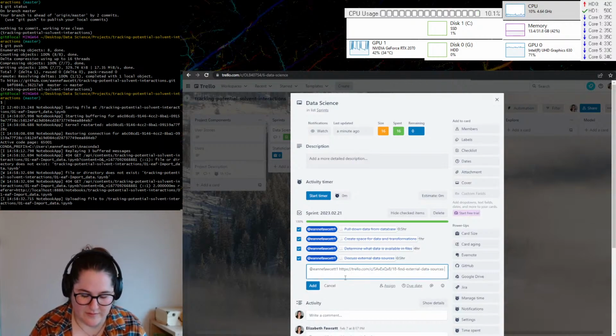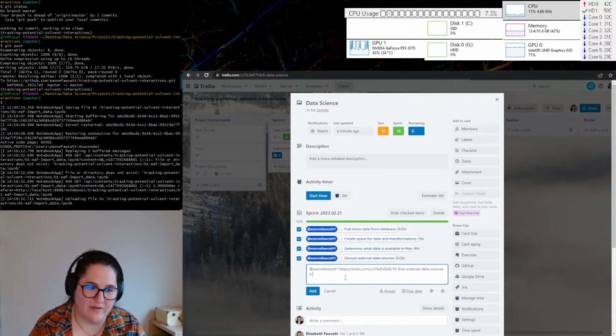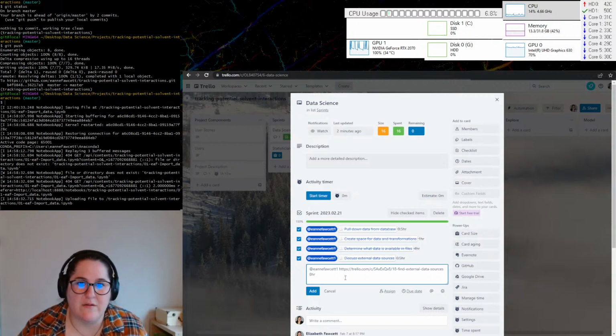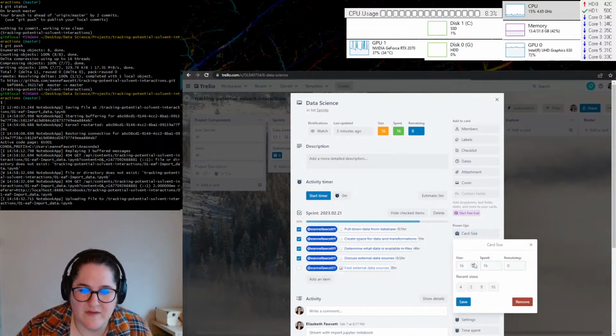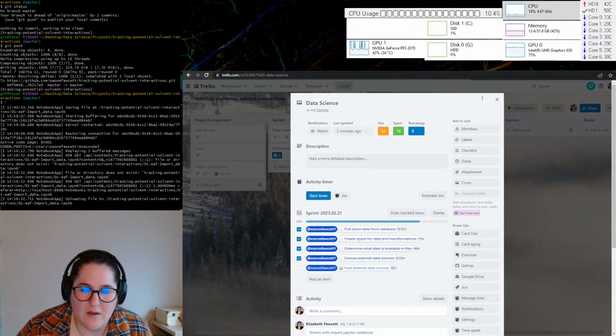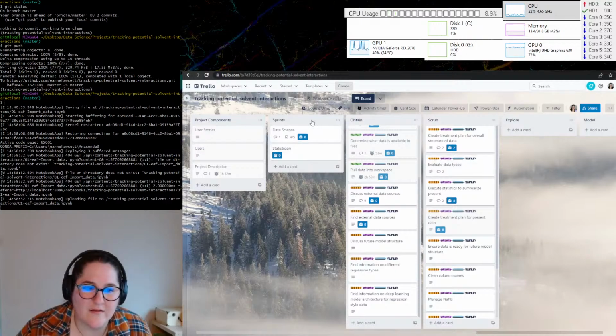And I'm going to put a whole day on this. 8 hours, because that's honestly about what I would spend as a data scientist. I would spend around 8 hours doing this particular task. It's a lot of story points.